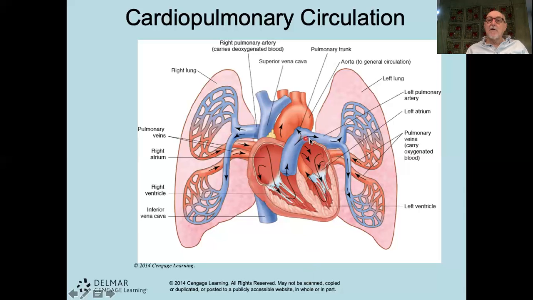So this is the cardiopulmonary circulation here. It's the circulation through the pulmonary arteries, and then back through the pulmonary veins. There. That is the cardiopulmonary circulation, which reoxygenates our blood and voids the waste carbon dioxide.